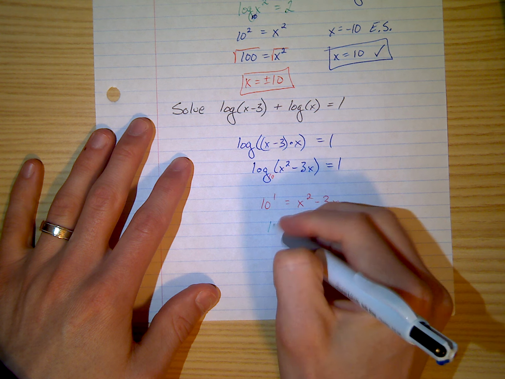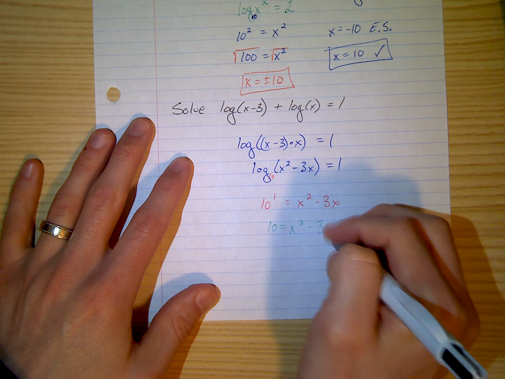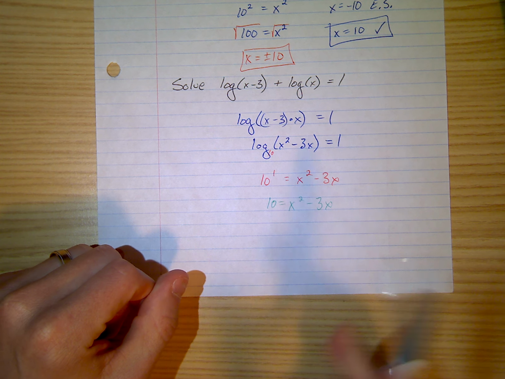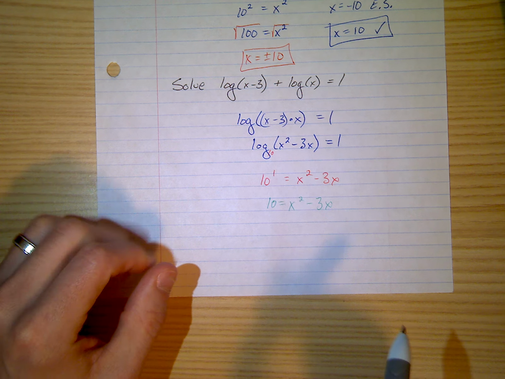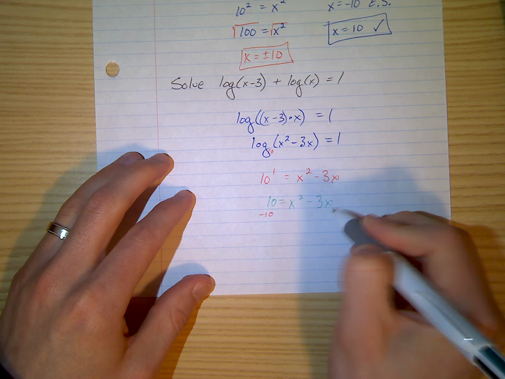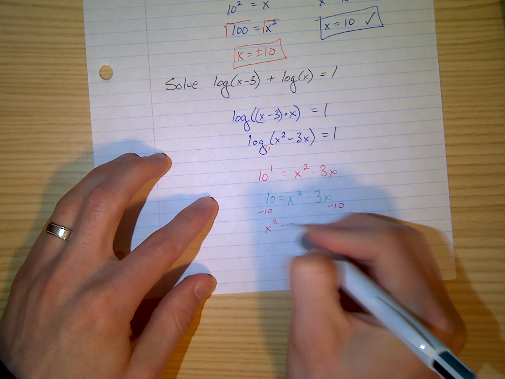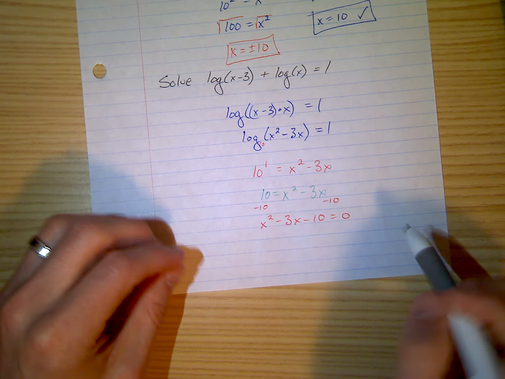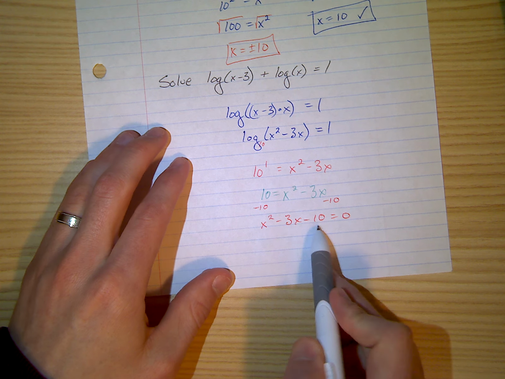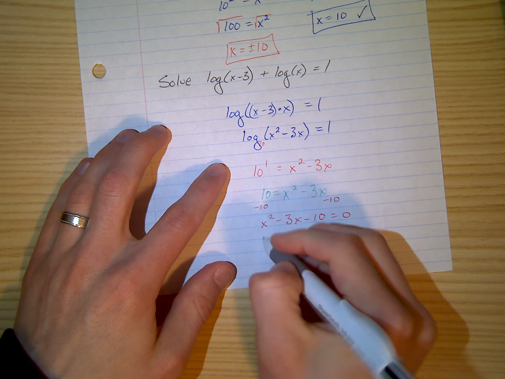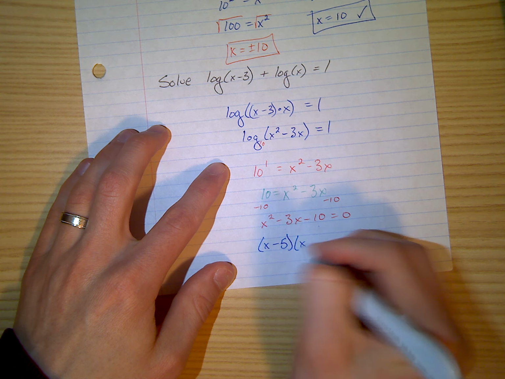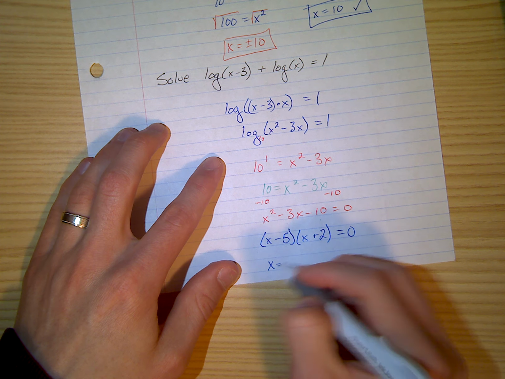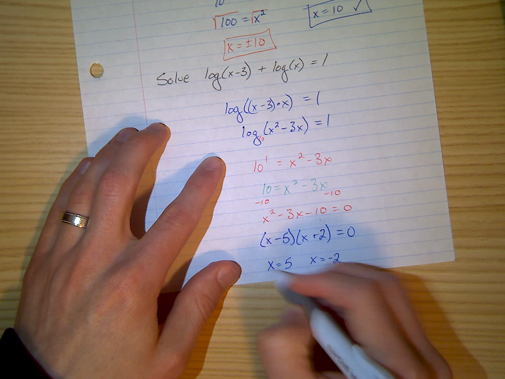So we are left with this right here, which is a quadratic equation. So those haven't gone away. We need to get it set equal to 0. So we're going to subtract 10 over to the other side. x squared minus 3x minus 10 is equal to 0. You could use the quadratic formula if you want to, or remember how to factor: the factors of negative 10 that add up to negative 3 are negative 5 and positive 2. We set each one equal to 0. You get positive 5 and negative 2.